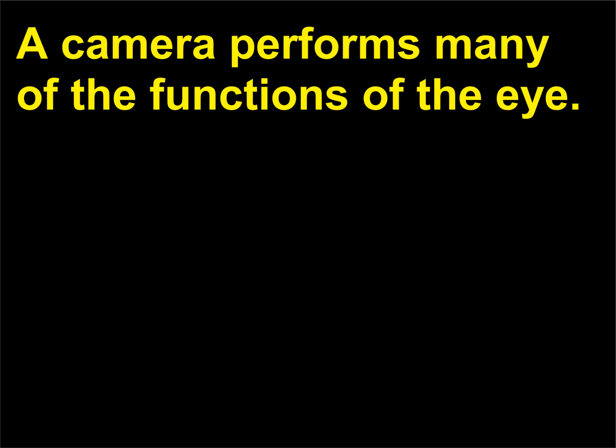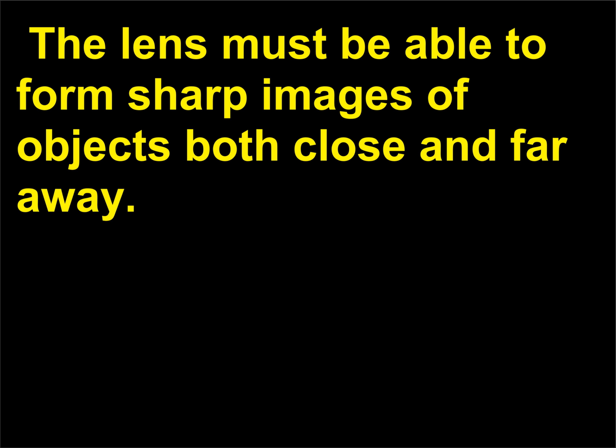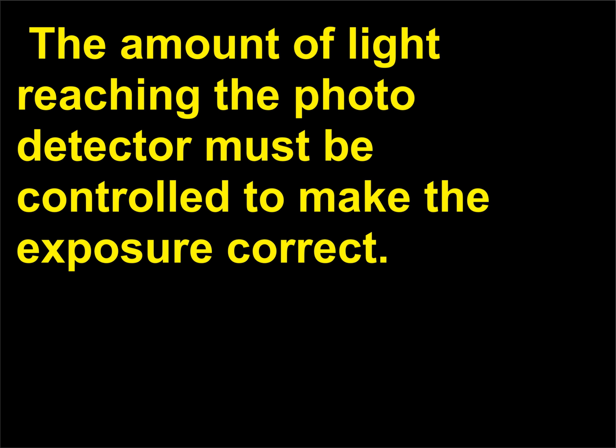A camera performs many of the functions of the eye. It has a lens to form an image on a photosensitive surface. The lens must be able to form sharp images of objects both close and far away. The amount of light reaching the photo detector must be controlled to make the exposure correct.